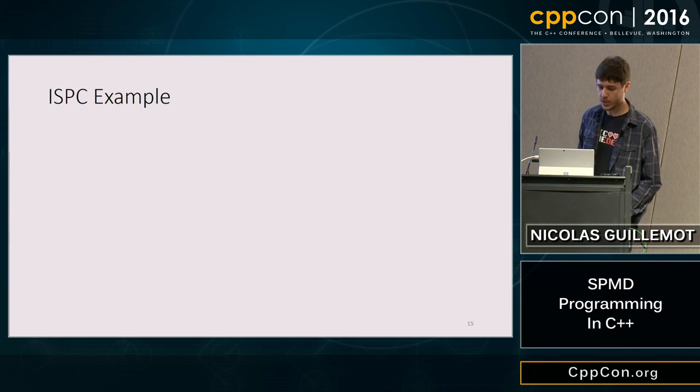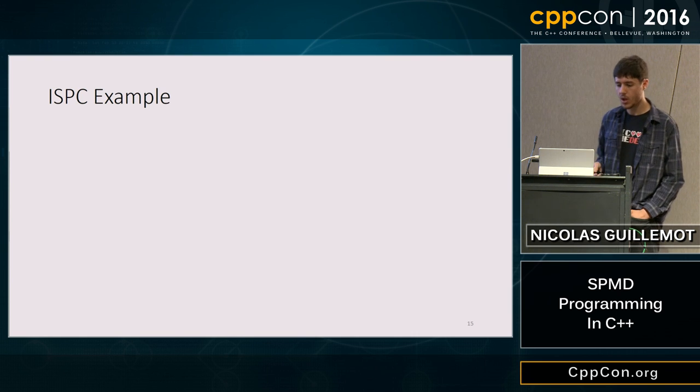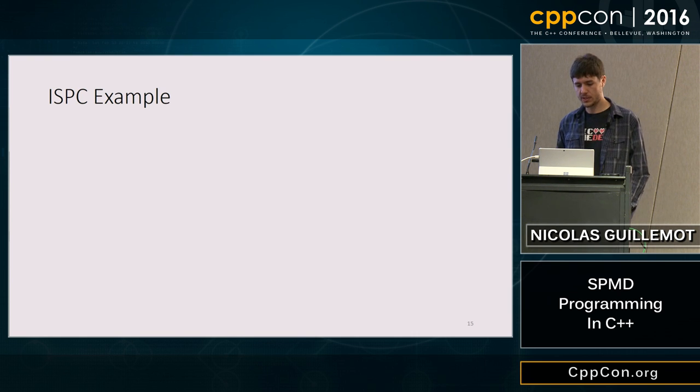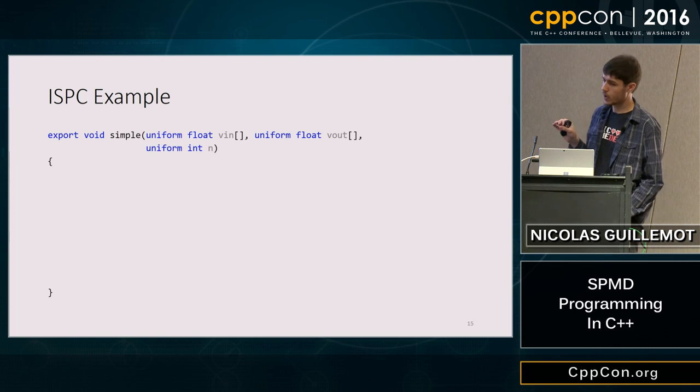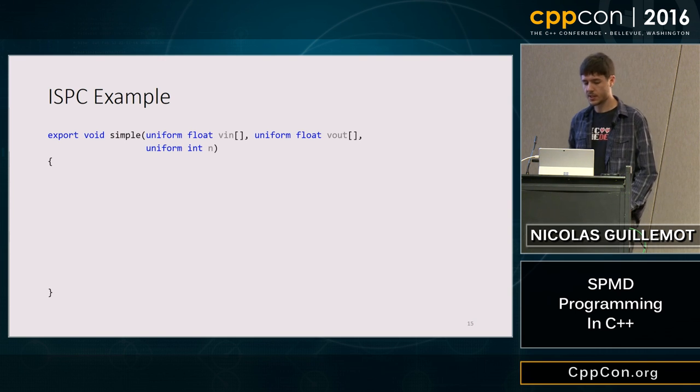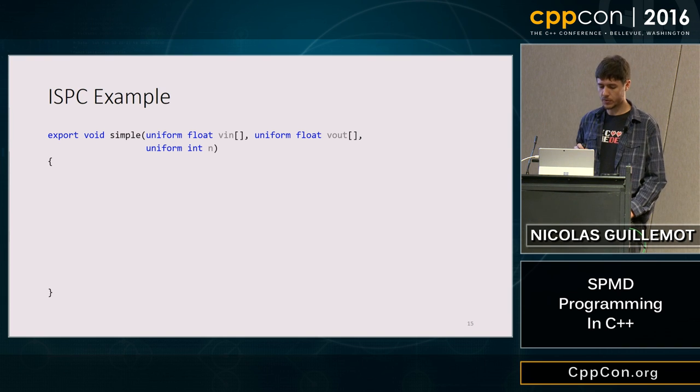Now let's move on to an actual example of how to use ISPC. I'm just going to walk you through this code here, and hopefully it's going to be insightful. So here's the signature for the function that I'm going to demonstrate. This is a simple function. It's going to do only a little bit of trivial work. You can see a few new things here from a regular C program. First of all, you can see there's a uniform keyword that shows up.